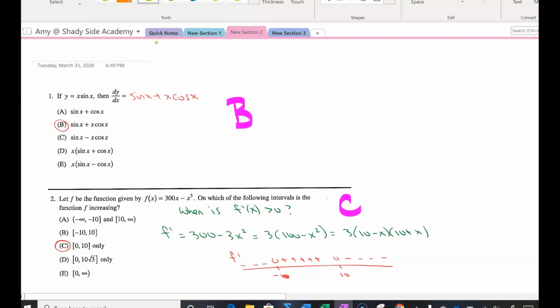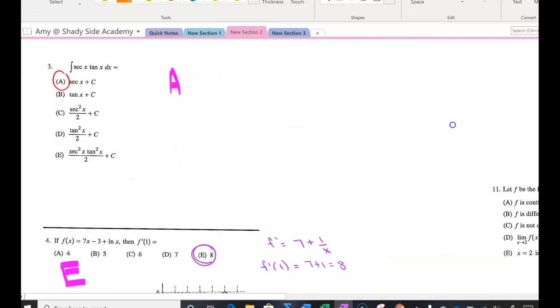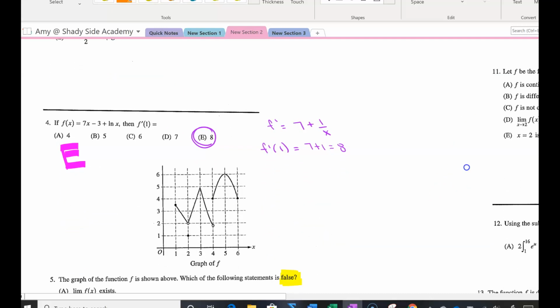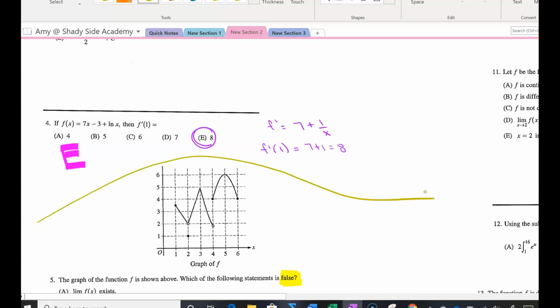All right. Let's see, questions number 3 and 4. This is just number 3, remembering a derivative rule, right? The derivative of secant is secant tan. Nothing too mysterious there either. Number 4, also very straightforward. The graph here goes to number 5, so don't look down there yet.